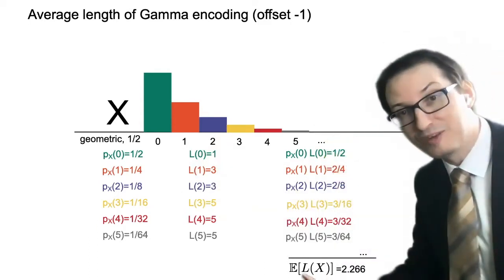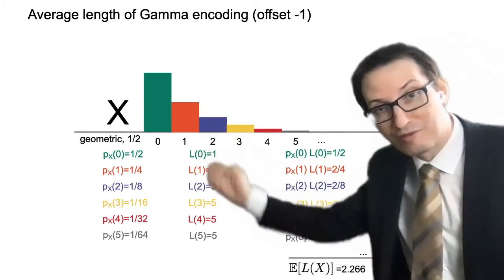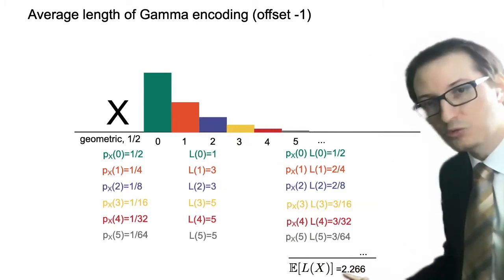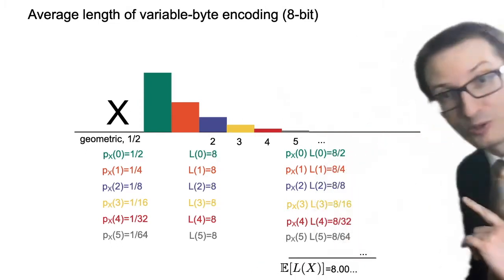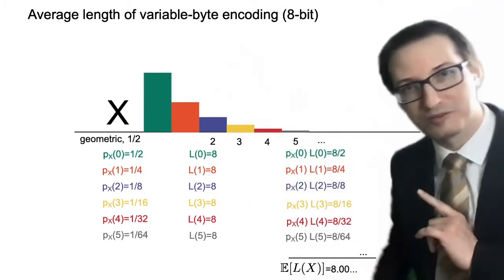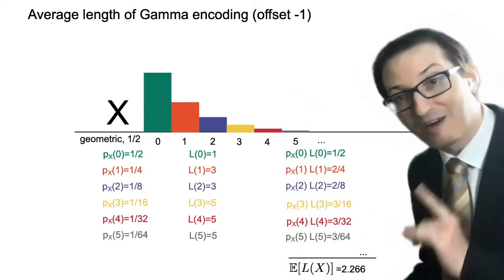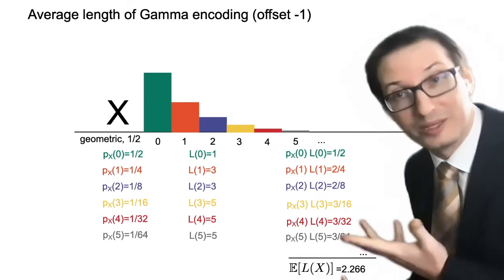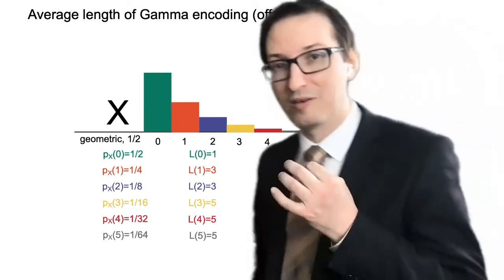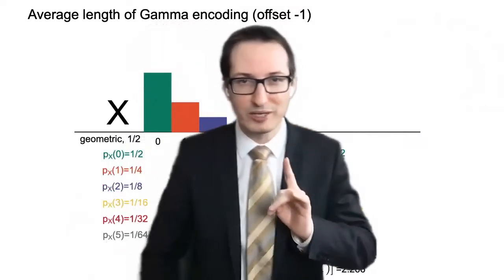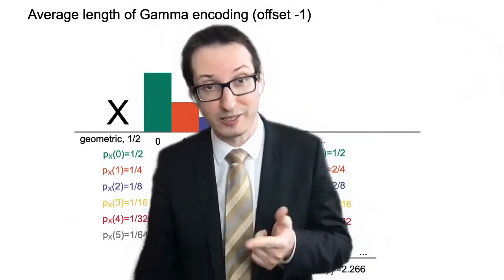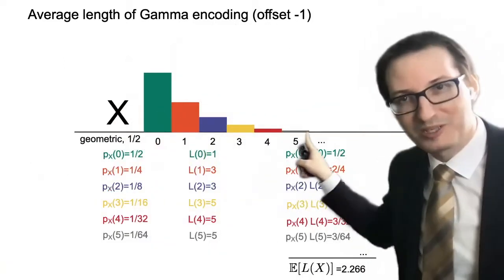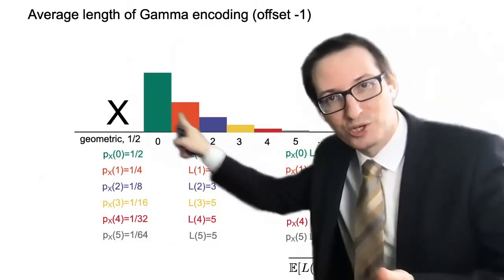So the expected value of the length of my encoding is 2.26666. Okay, now that's better, right? Because I had 8 if I was using the variable byte encoding. Now on average, I'm using 2.3, to be generous, 2.3 bits for every number. That's actually first great and better than the variable byte encoding if I'm using that specific distribution, right? Because I use the geometric distribution.